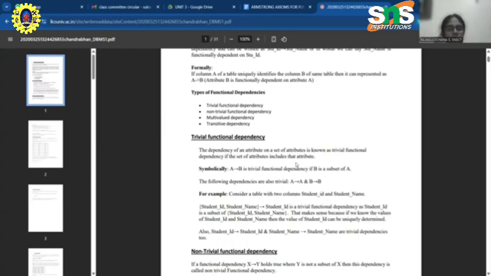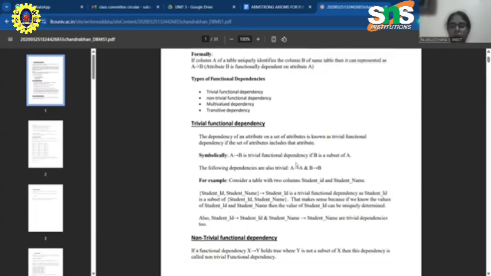For example, consider a student table with two columns, student ID and student name. Here, student ID and student name together can determine student ID. And this particular dependency is called trivial functional dependency since student ID is a subset of student ID and student name. Because if we know the values for student ID and student name, obviously we can find the value for student ID, which is unique. So, also student ID can determine student ID and student name. Student ID and student name can determine student name, which is self-determinant and are also examples for trivial functional dependencies.